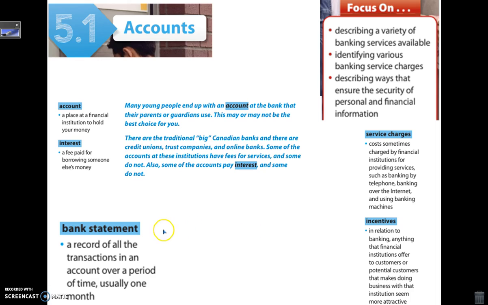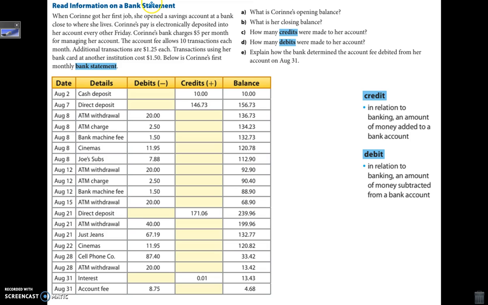A bank statement is a record of all the transactions that you have in an account over a period of time, usually within 1 month. So if we take a look here at an example, it says, when Coraline got her first job, she opened a savings account at the bank close to where she lives.